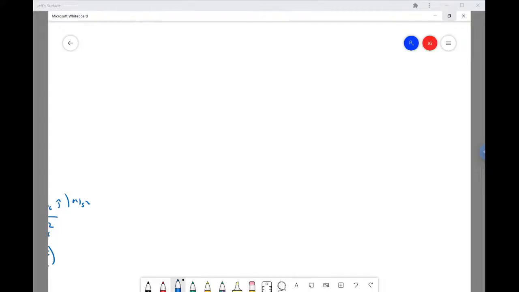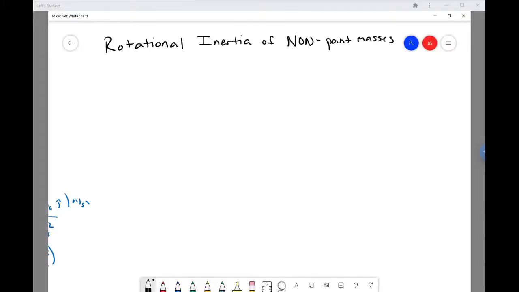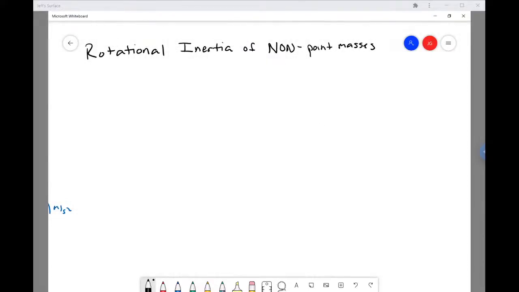All right. So let's call this rotational inertia. I don't know why I prefer the word rotational inertia to moment of inertia. I think it's more descriptive and less confusing. Moment is sort of jargon. So rotational inertia of non-point masses. Okay, or we can call these extended objects.